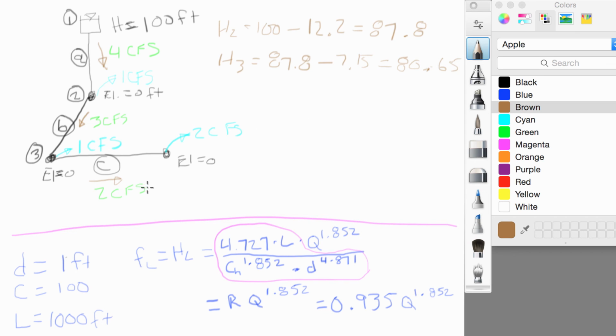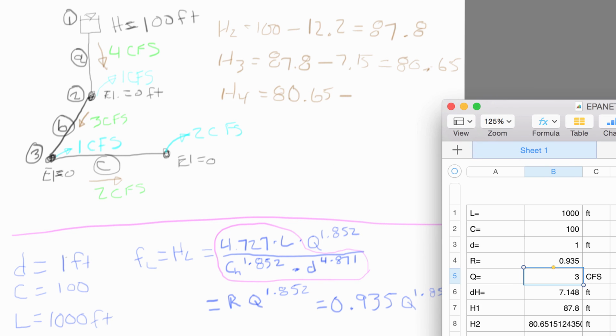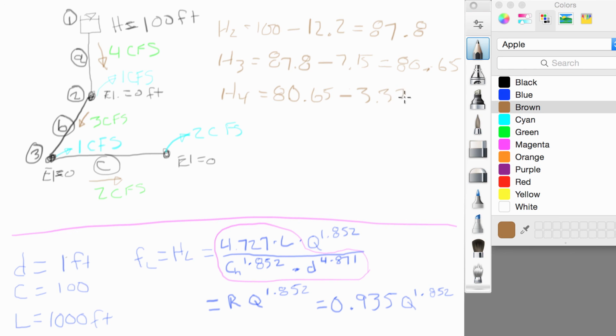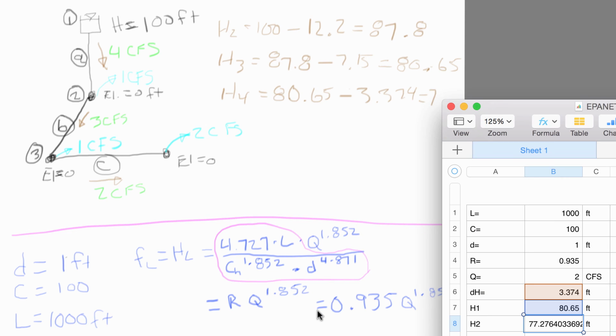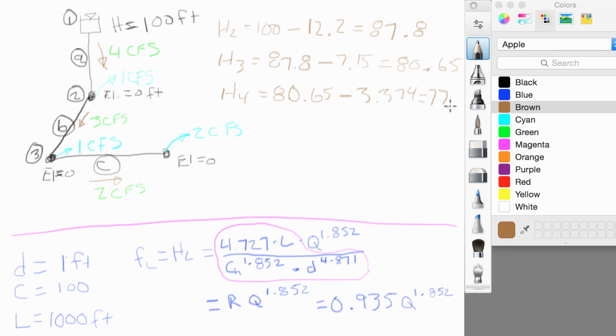So 80.65 feet. And then we've got 2 CFS flowing in this pipe, so H4 equals 80.65 minus 3.374, which gives 77.28 feet. Okay, so we see it just kind of cascades down in a system that is non-looped.